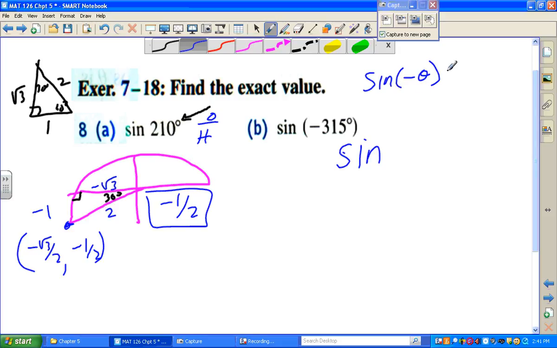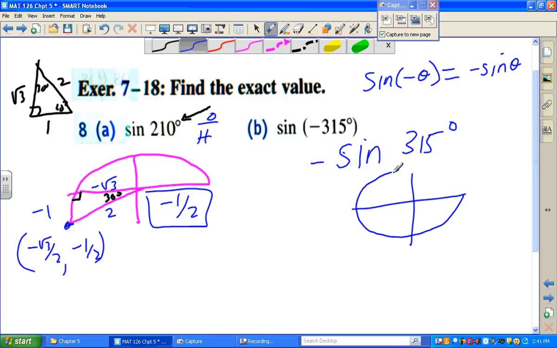Sine of negative theta, is it even or odd? Odd. So I take the negative sine of theta. So I take the negative sine of 3π/4. Why do you do that? Oh, sorry, my fault. We changed it to positive.